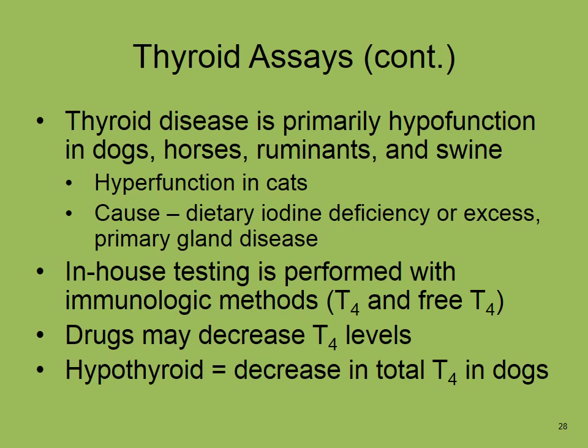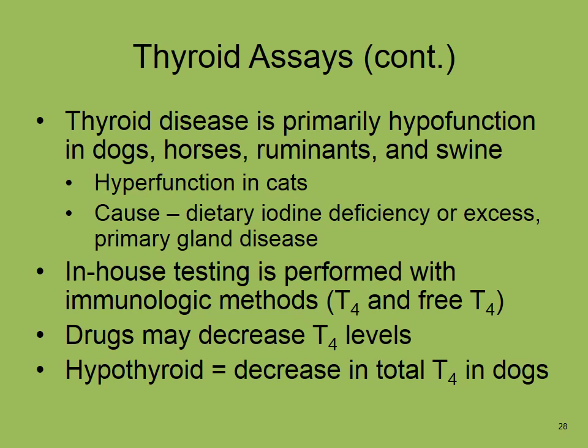Thyroid disease is primarily hypofunction. So we get hypothyroidism in dogs, horses, ruminants, and swine. Cats get hyperthyroidism. There are only a very few exceptions to this, and that's usually just iatrogenic, meaning we've overtreated either the hypo or hyperthyroidism.